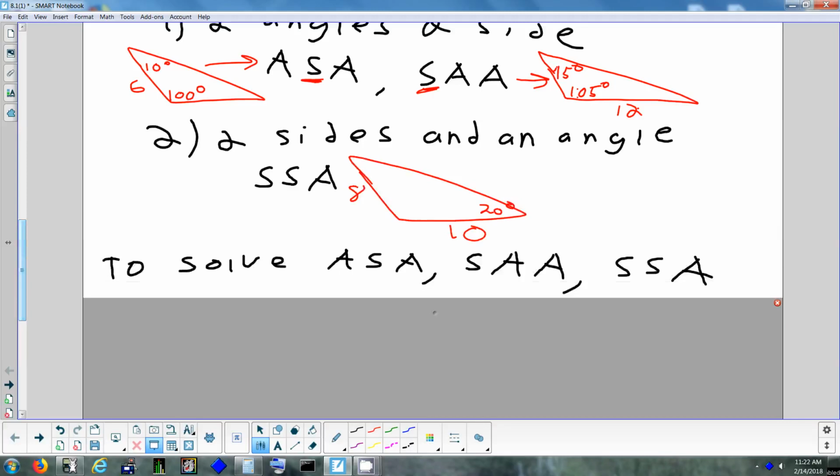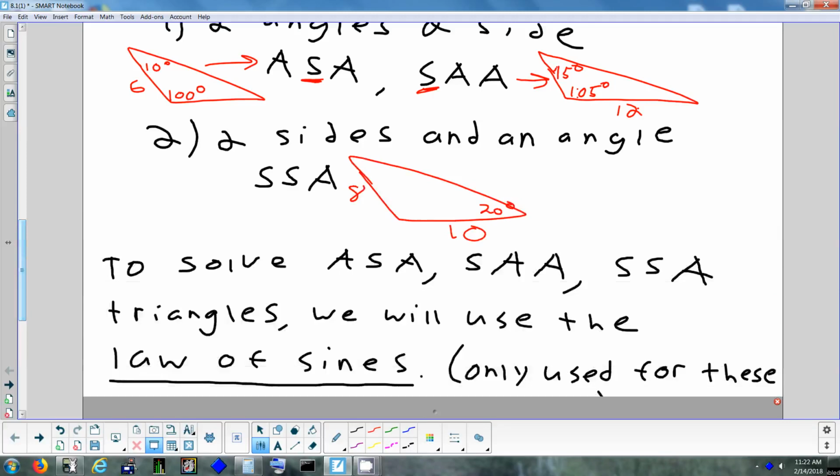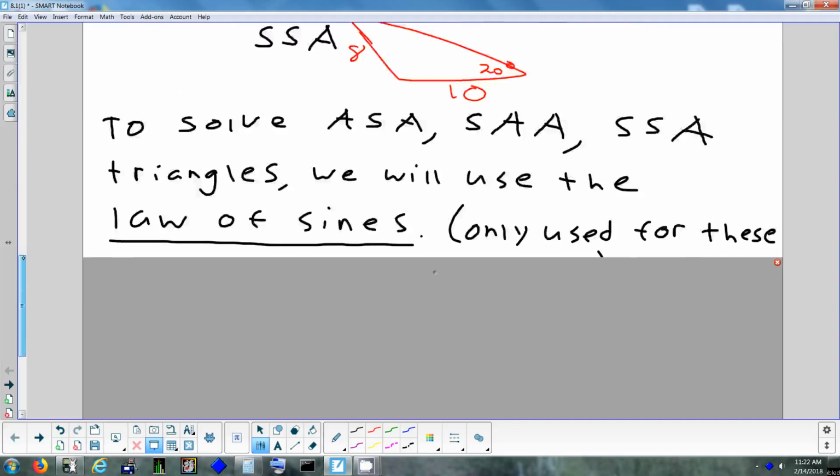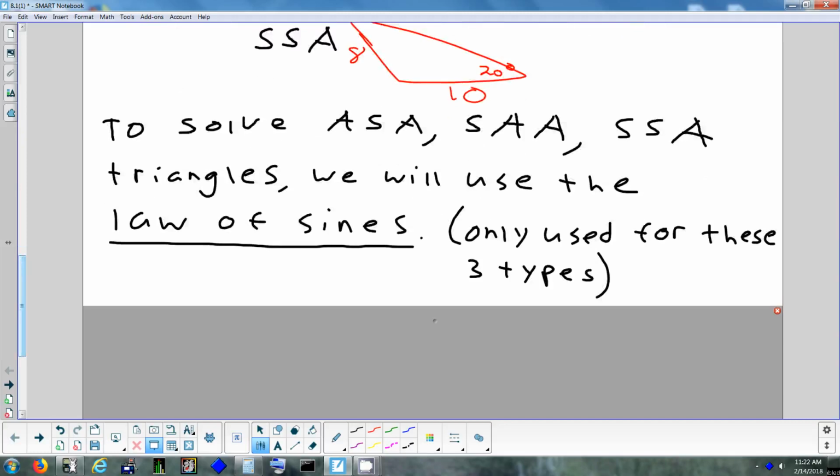To solve any of these three types of problems, we use what's called the law of sines. Law of sines is only used for these three types. Okay, and if you're thinking, well, wait, what would another type be that I didn't put on the board? Side, side, side. If I gave you all three sides of a triangle, up to this point, I haven't taught you how to solve that. We're not going to learn how to do that this week.